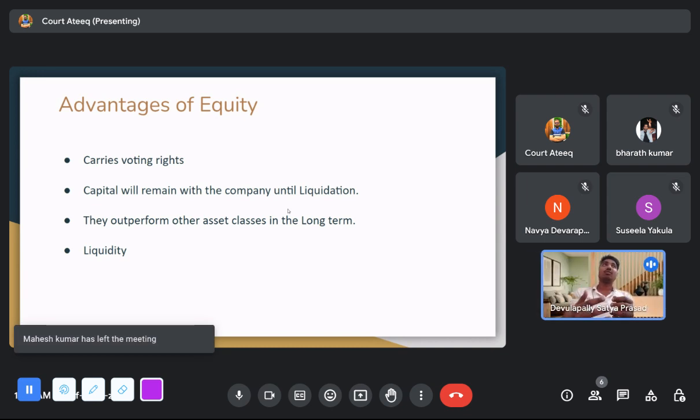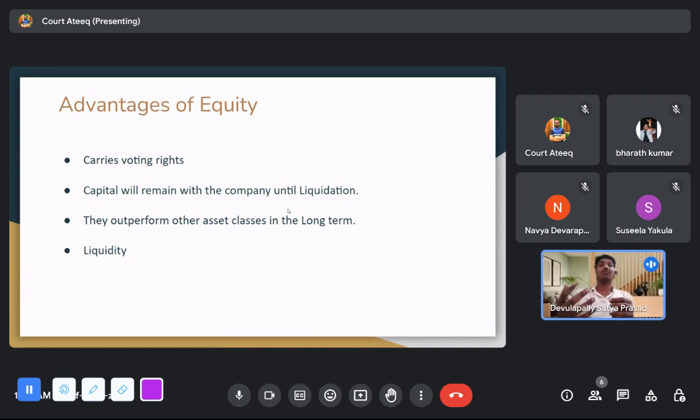In liquidity, what it means is, we can easily convert our equity shares into cash by selling in the secondary market, like BSE, NSE. We can sell and get our money back. And the next slide, I think.